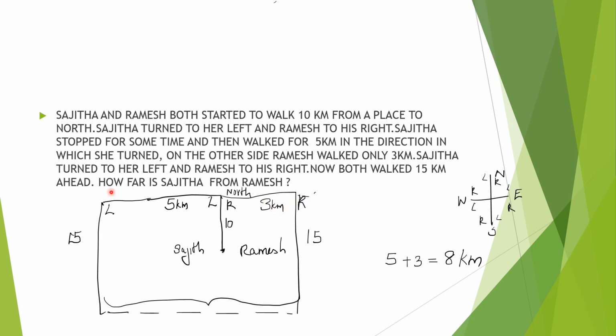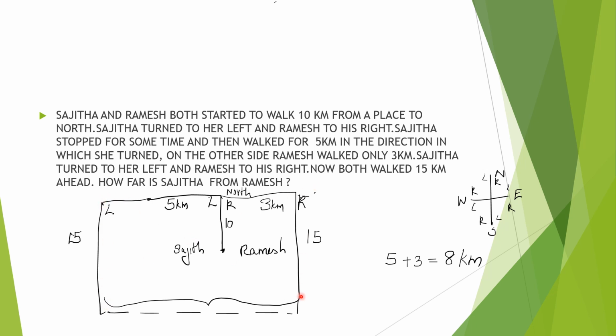He walked 3 kilometers. So then we have written here, and Sajida turned to her left. When she reached here, she turned to her left and Ramesh to the right. Ramesh turned to the right side and both walked 15 kilometers. So she walked 15 kilometers here and Ramesh walked 15 kilometers here. So both sides are equal, 15, 15.